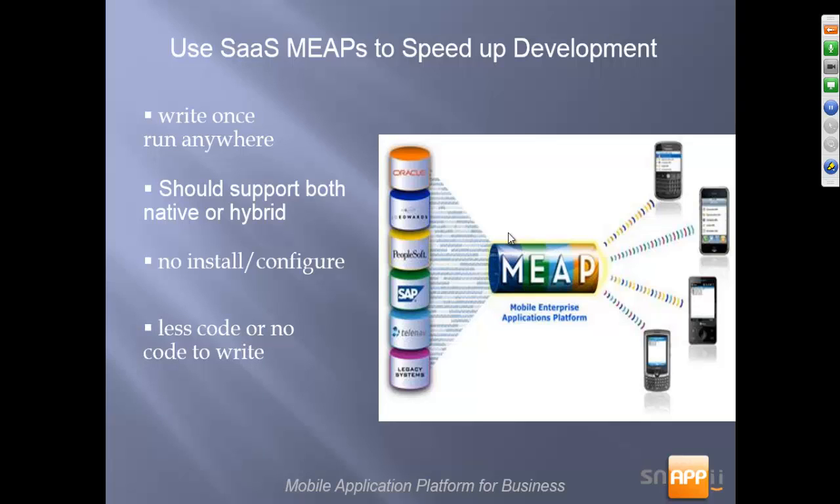A good MEAP should result in a lot less code, or no code at all, right? If you have to code, you should be looking for savings in code somewhere around 60 to 70%, I would say, on the average. And if you're using a MEAP like Snappy, which is a visual MEAP, you're not writing code at all. For the majority of your apps, you're building your apps visually.